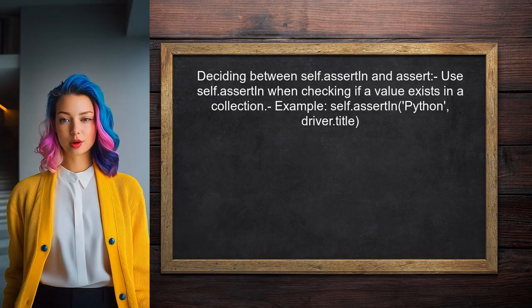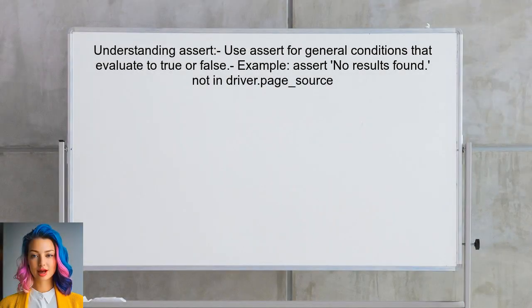To decide when to use self.assertIn versus assert, the user should first understand the purpose of each assertion method. Self.assertIn is specifically designed to check if a value exists within a collection, such as a string or a list. On the other hand, the assert statement is a more general assertion that simply checks if a condition is true. It can be used for a variety of checks, including Boolean conditions.